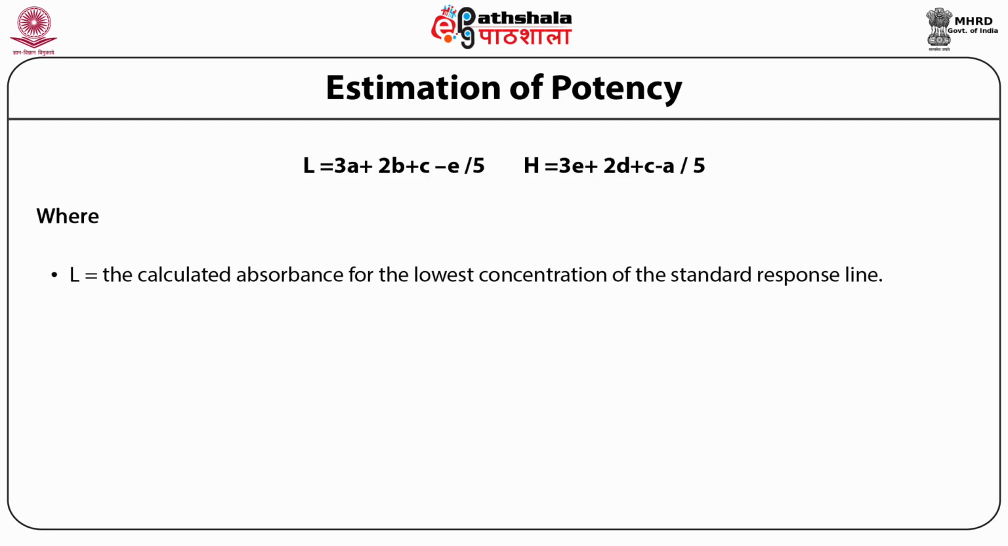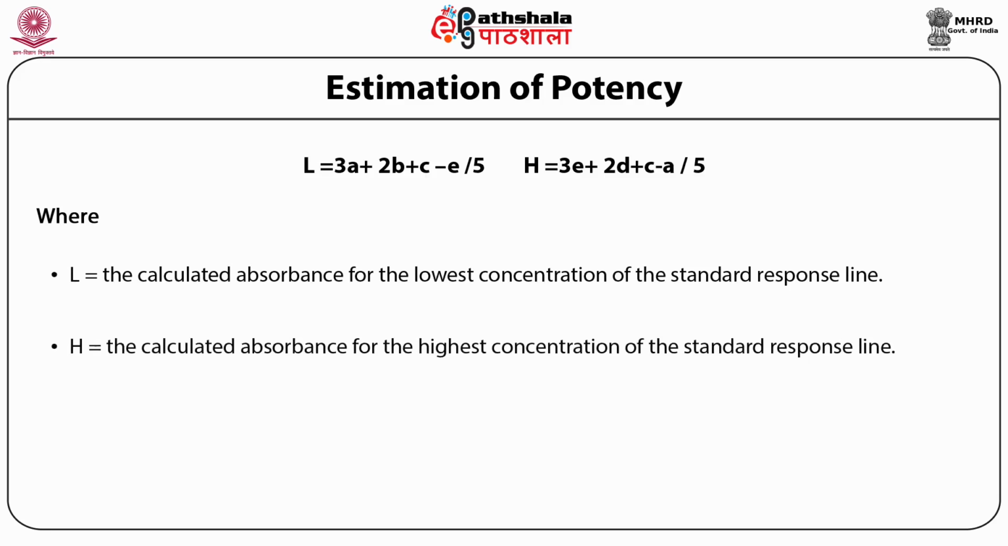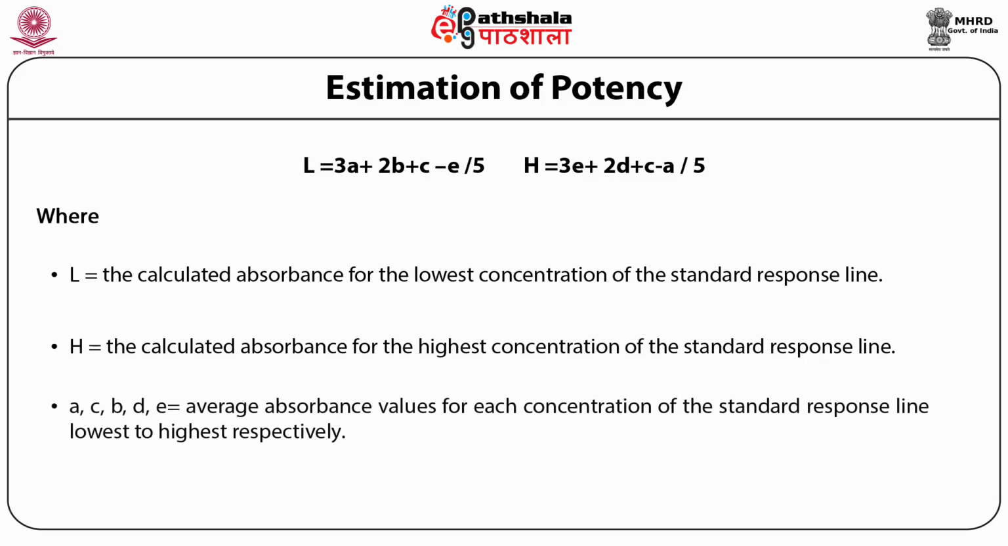where L is the calculated absorbance for the lowest concentration of the standard response line, and H is the calculated absorbance for the highest concentration of the standard response line, whereas A, B, C, D, E are the average absorbance values of each concentration of the standard response line, lowest to highest respectively.